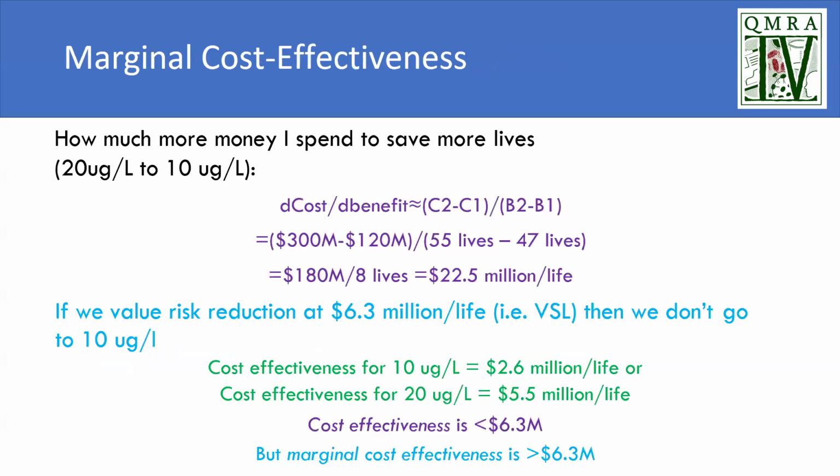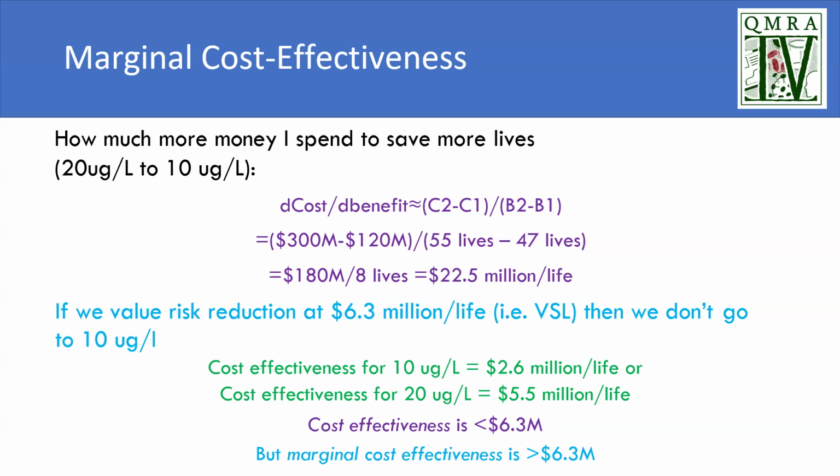In this example, we would want to look at the marginal cost effectiveness. So again, the marginal cost effectiveness is the difference in the cost divided by the difference in the benefits, so that we know for the additional lives we're saving, how much those lives are valued at. And for this example, we would have 300 million minus 120 million divided by 55 lives minus 47 lives, which would end up giving us 180 million divided by 8 lives. And that is equivalent to $22.5 million per life.